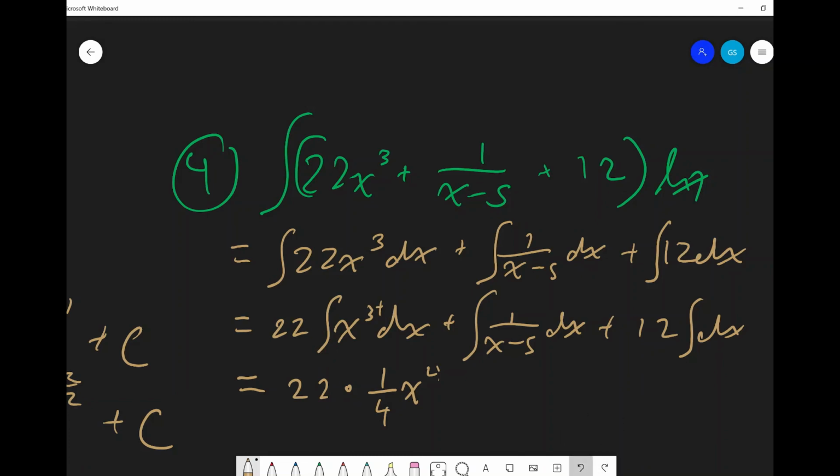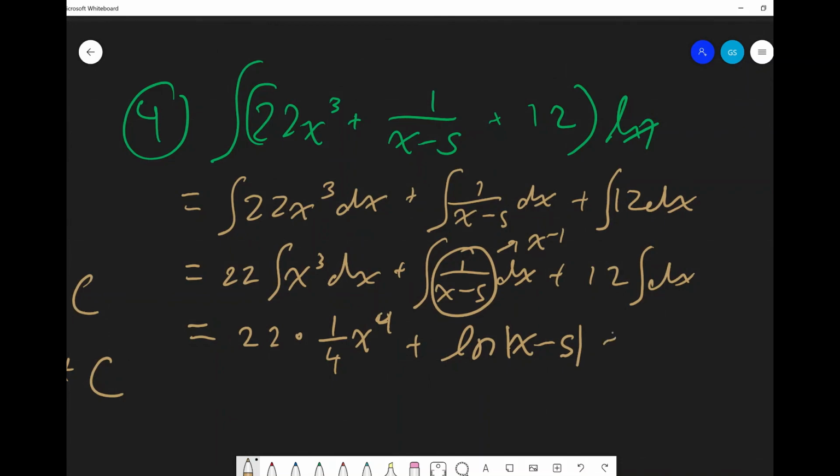So x to the 4, right? Plus, we have 1 over x minus 5 here, so this would give us the natural log of the absolute value of x minus 5, because this guy is like the same thing as x to the negative 1, right? It's just now we have another term in there. Plus this 12 multiplying what we have here is an x to the 0, so this just gives 12x plus c.